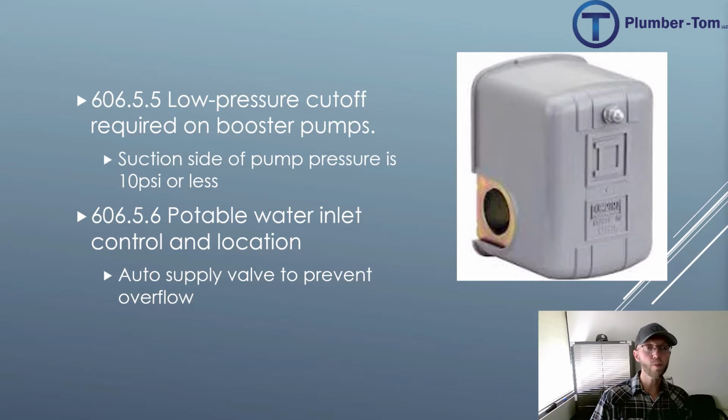606.5.5 talks about the low pressure cutoff where required on booster pumps. This is an electric switch that's going to shut off the electricity on the suction side of the pump if the pressure is 10 psi or less. This keeps the pump from burning out. 606.5.6, potable water inlet control and location is detailed. The auto supply valve is to prevent overflow.